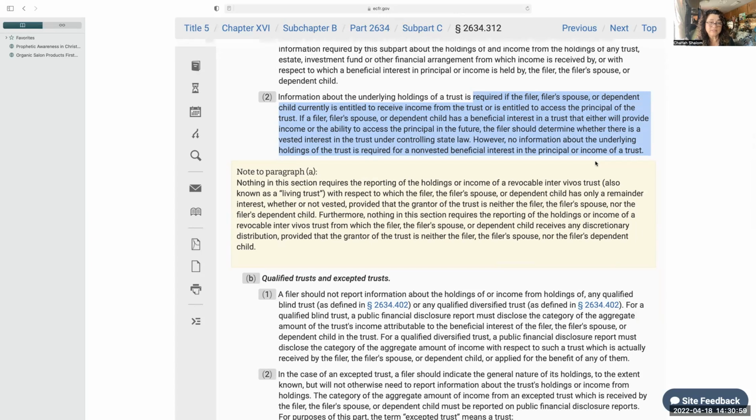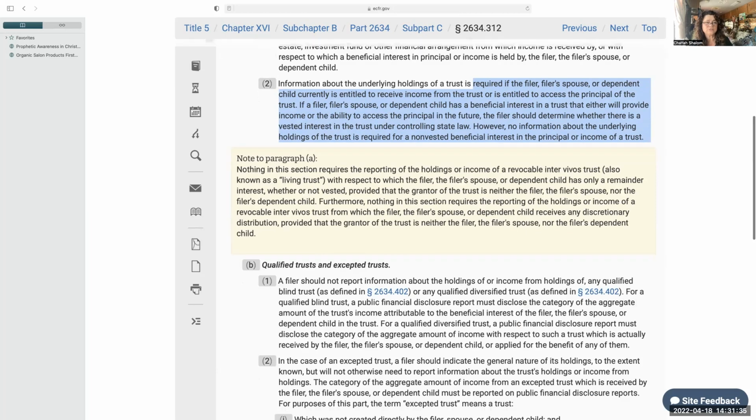Well, that's kind of interesting right there. I mean, this is kind of saying that the trustee is the one that's got to do the filing if the beneficiary person is going to be getting some of that income from the trust, right? And that it says that we are not necessarily required for a non-vested beneficial interest. That we don't have the information about it, right? Because I don't have the information, duh.